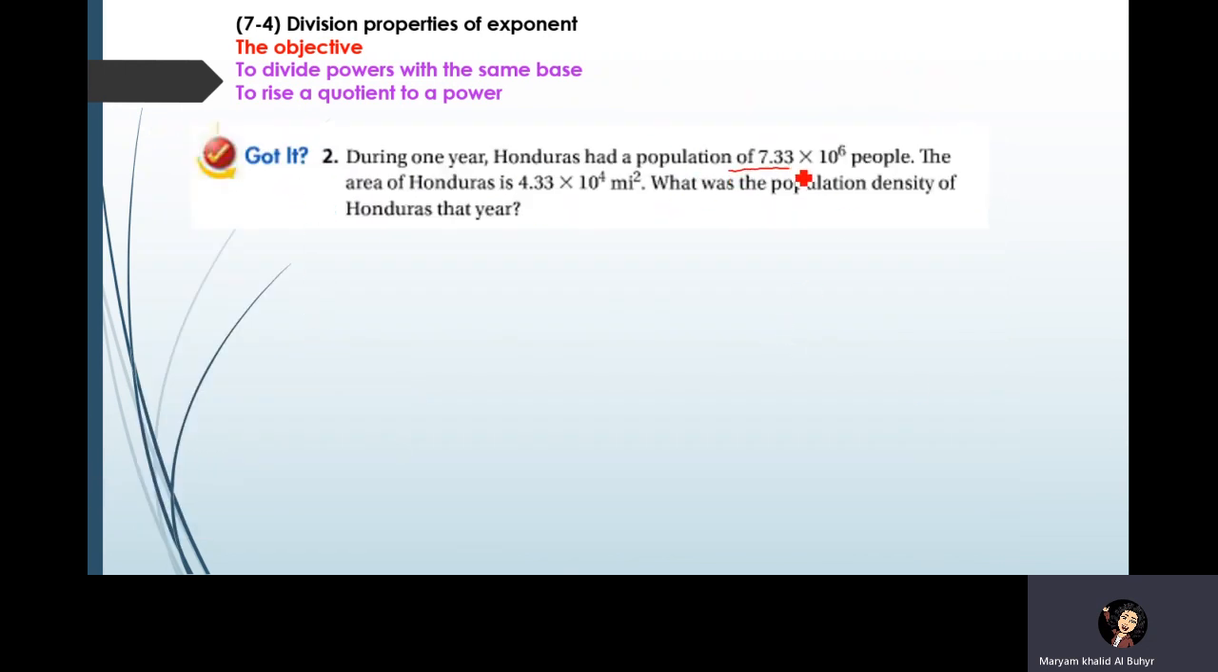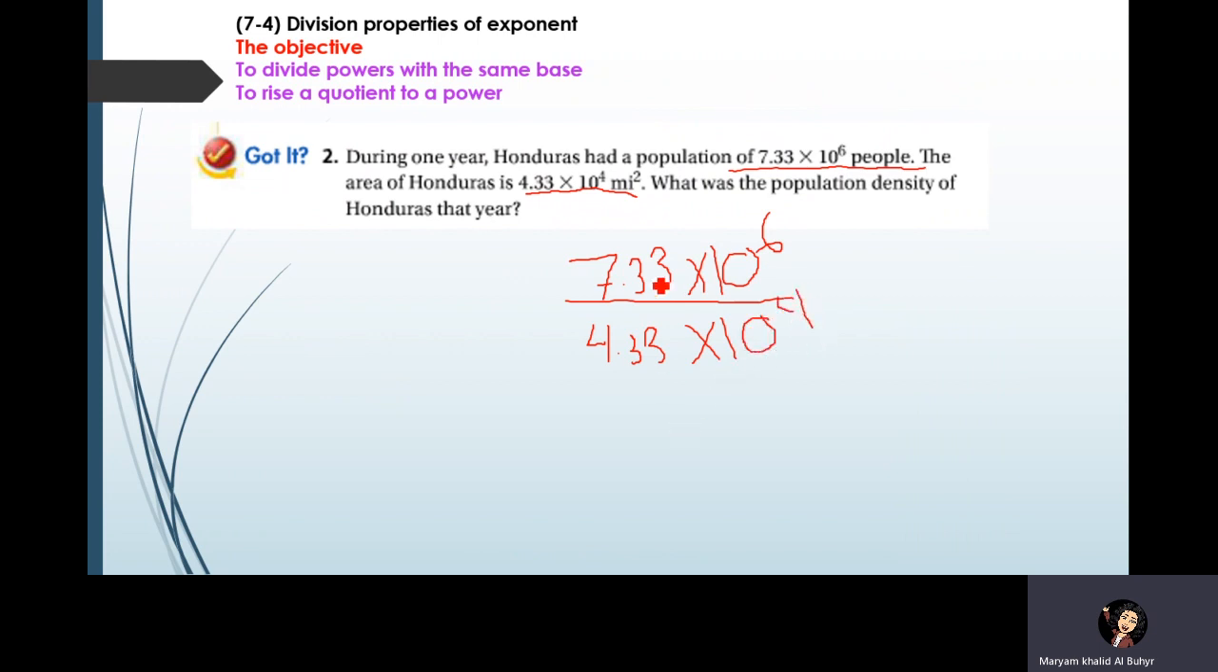We have the same thing if the population is this one and the given area is this one. So what is the vicinity again? So what am I going to do? The number of the people, 7.33 times 10 to the power 6 over 4.33 times 10 to the power 4. So just do the division for these. So 7.33 divided by 4.33. Once you divide them, you will get 1.69, I'm just estimating, definitely, times 10 to the power 6.